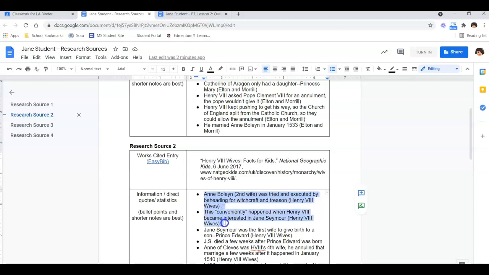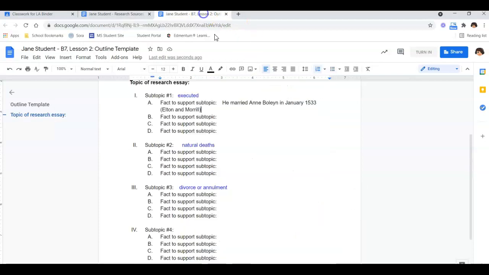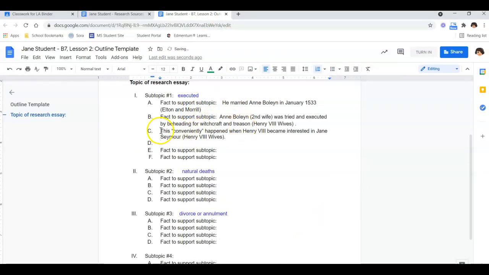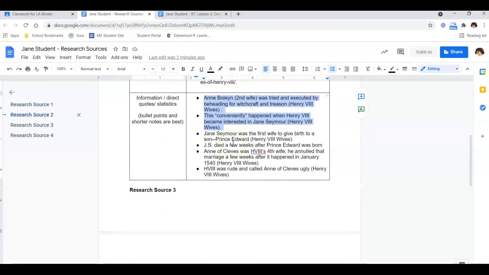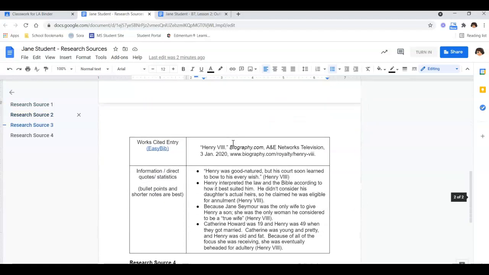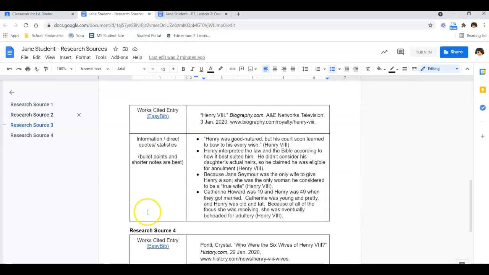And I might take both of these facts. These are both about Anne Boleyn, about her execution. And you could actually take out this part that just says like fact to support. You don't have to have that part in if you don't want. You could just put in your facts like this, and you're going to keep going through all of your sources, and you're going to find all of the information that goes with the idea of the execution.